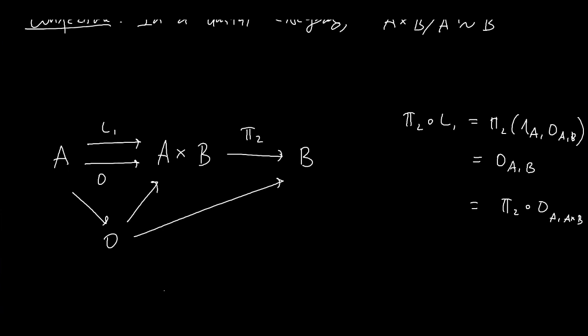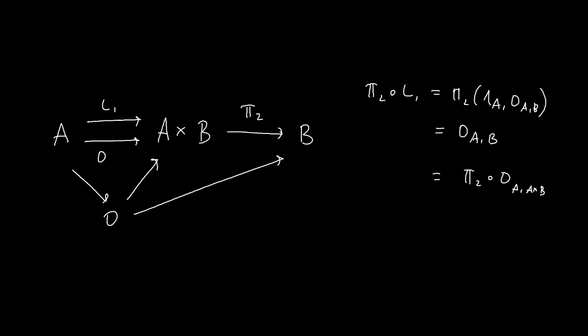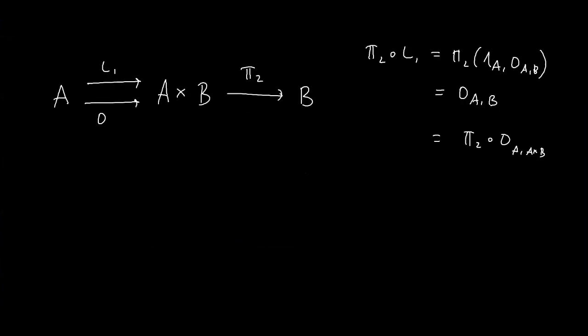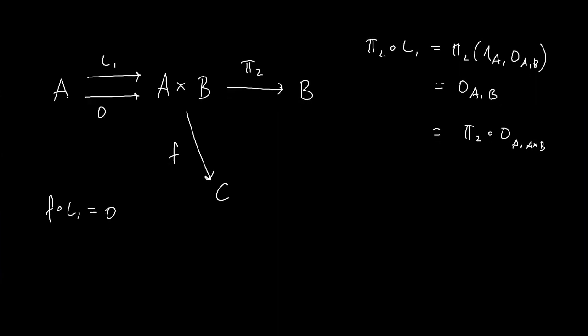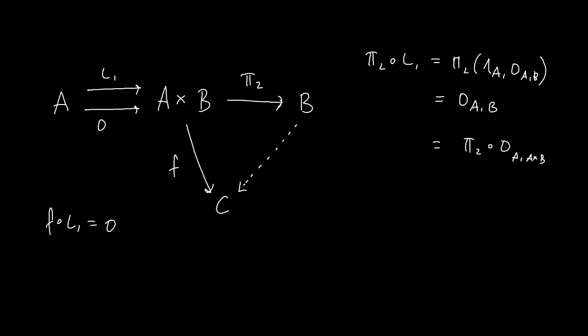So I'm going back here. So we know that equality holds, which means that what remains to show, as before, is that if I have an f such that f composed with iota 1 equals 0, then there exists a unique h. And just like before, we're going to propose this h to be the composite of f with iota 1.